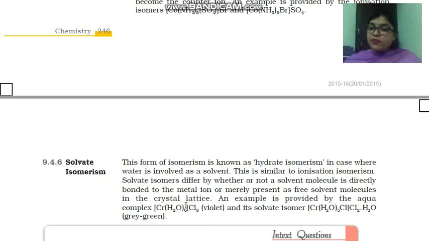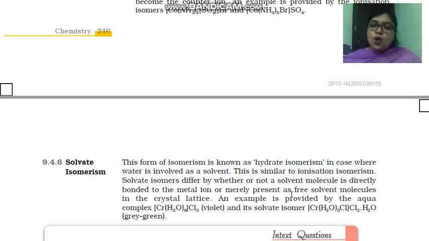Here one thing you have to keep in mind is that you have to maintain the coordination number. Here it is 6, so you have to maintain the coordination number 6. If you take 5 water molecules, then you take 1 chloride, so that 5 plus 1 becomes 6. If you take 4 water molecules, then you have to take 2 chlorides, so that 4 plus 2 becomes 6. And when you take 3 water molecules, then you have to take 3 chloride ions, so that 3 plus 3 becomes 6.